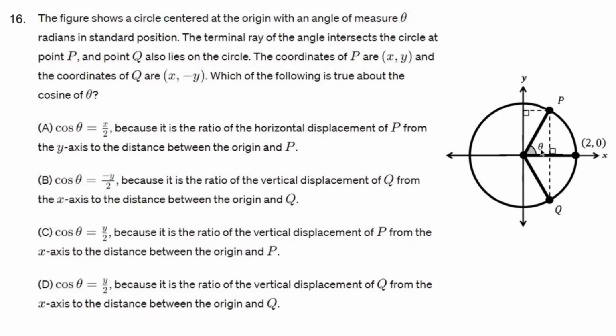The figure shows a circle centered at the origin with an angle measure theta radians in standard position. So there you is. The terminal ray of the angle intersects the circle at point P. There you is. Q also lies on the circle. Hi, Q. The coordinates of P are x and y. The coordinates of Q are x and negative y. Which of the following is true about the cosine of theta?